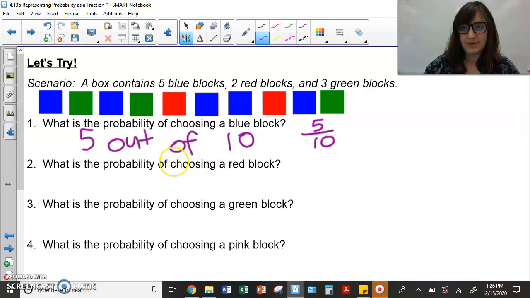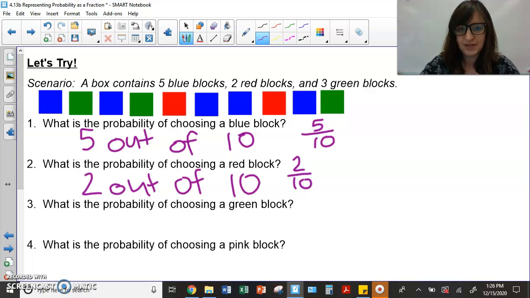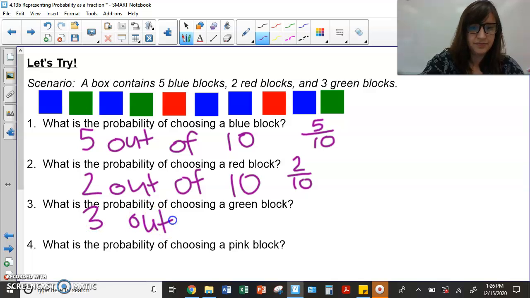So let's go back to our problems. Number 2 says, what is the probability of choosing a red block? Well, there are 2 red blocks and there are 10 total blocks. So it would be 2 out of 10, which I could also write as a fraction 2/10, 2 out of 10. The probability of choosing a green block, okay, there are 3 green blocks, so it would be 3 out of 10, which I could also write as a fraction 3/10.